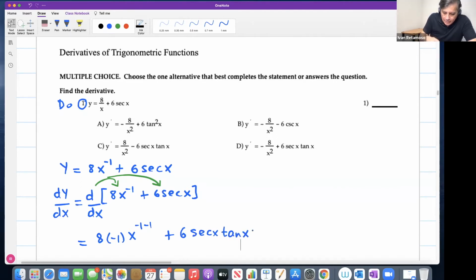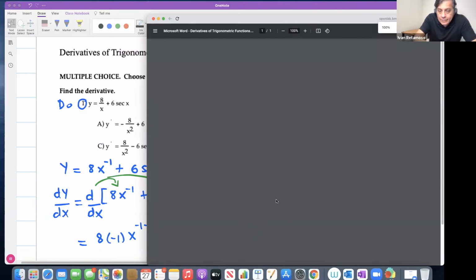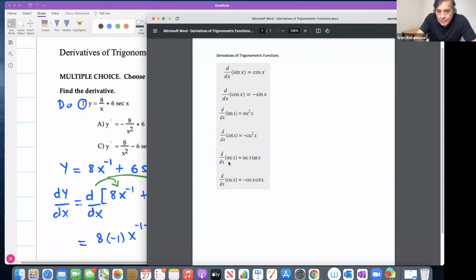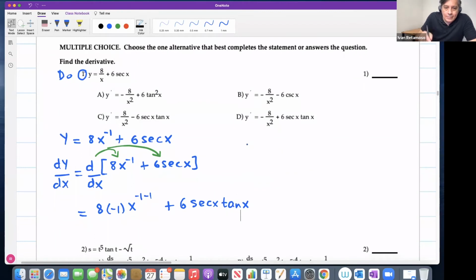Professor, how do you know? Well, I know them by heart, but in case you need to check, the derivative of secant of x is secant of x times tangent of x. I gave you the link of this sheet. It's also on our website in black.